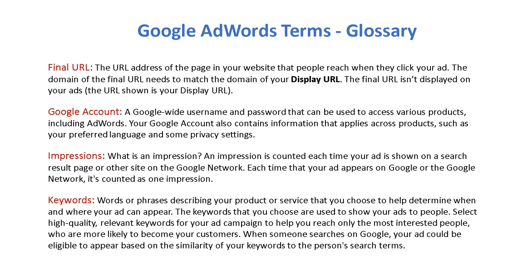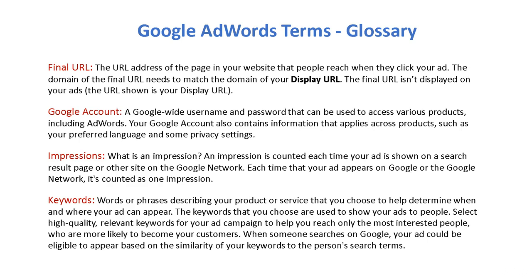They're words or phrases describing your product or service that you choose to help determine when and where your ad can appear. The keywords that you choose are used to show your ads to people. Select high-quality, relevant keywords for your ad campaign to help you reach only the most interested people, who are more likely to become your customers.